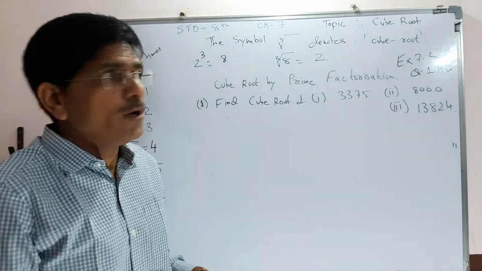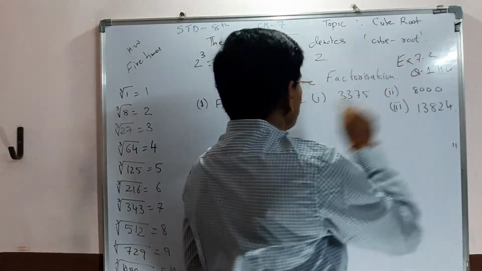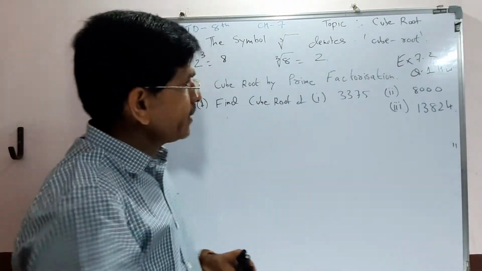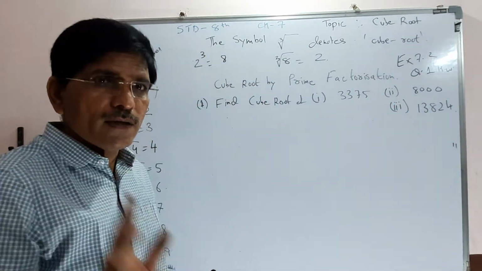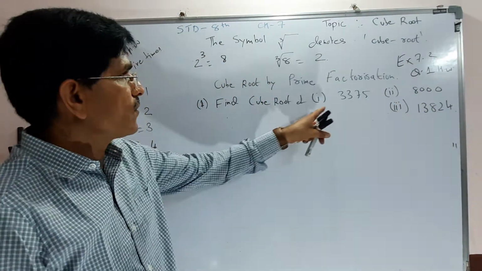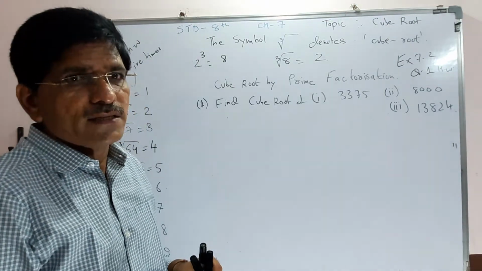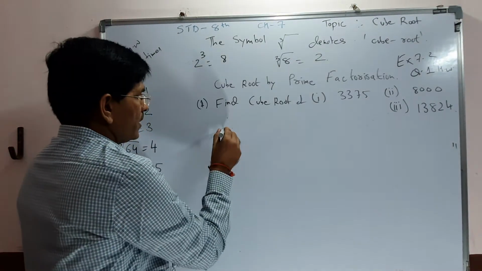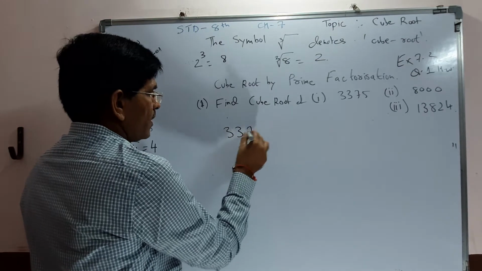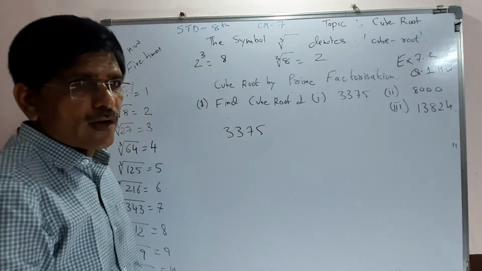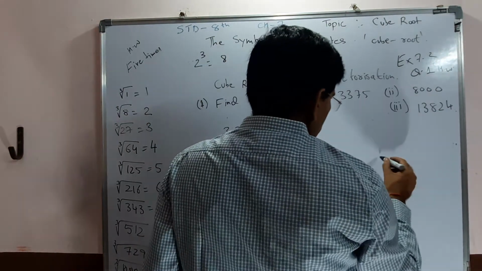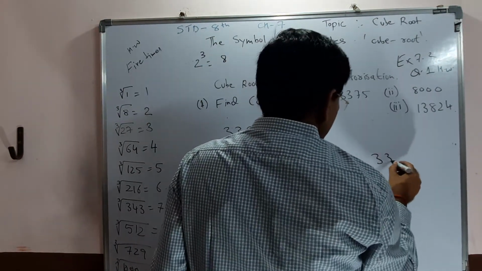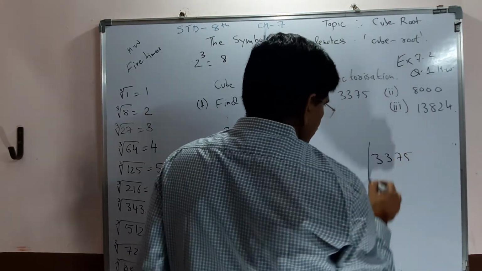Exercise 7.2, question 1 is prime factorization. That is why I am explaining 3 sums that are given as examples in your text. So we have to start from the first sum, that is 3375. If I want to explain 3375, first of all I have to make it prime factor. Prime factor must be on the right hand side, you can do in your book.